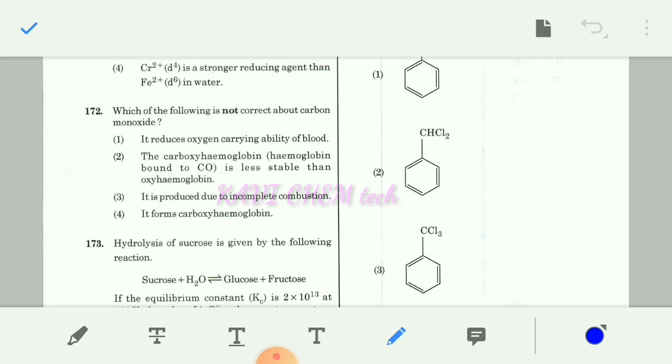Actually, carboxyhemoglobin is more stable than oxyhemoglobin. So that is the only incorrect option, and that is the correct answer.